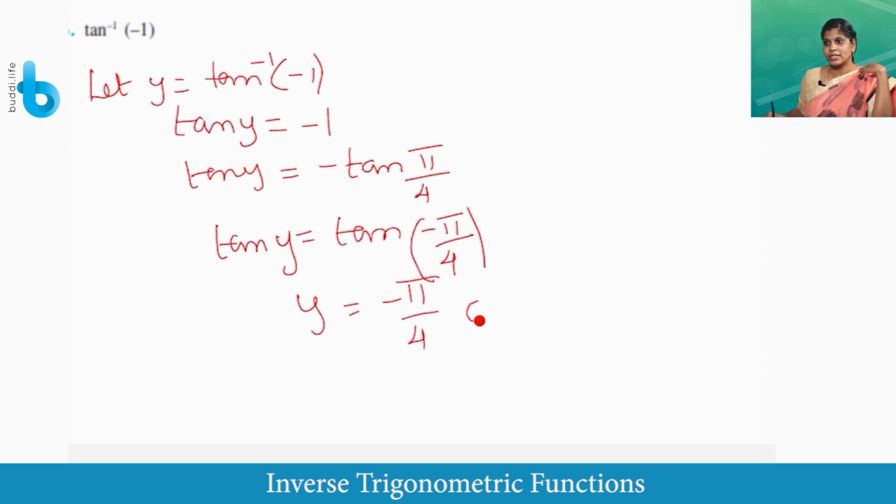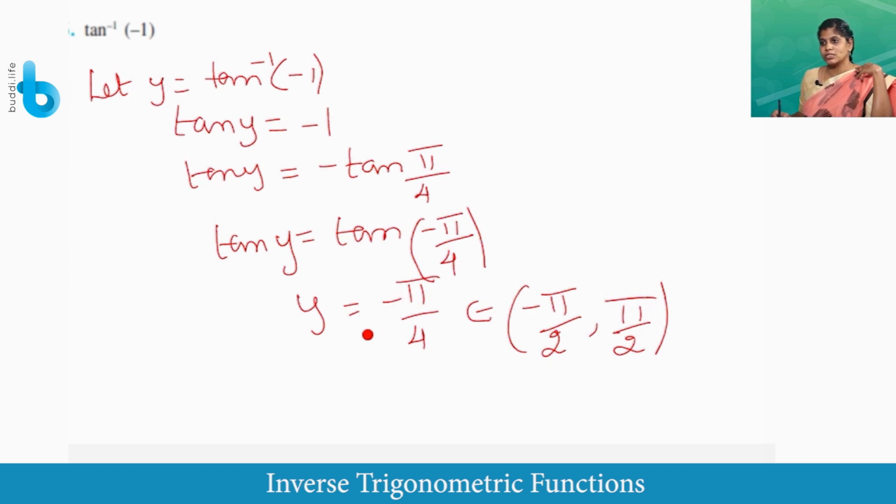Just check whether it lies under the principal value range. For tan inverse, it is minus pi by 2 to pi by 2. What is pi by 4? It is 45 degree. So the range is minus 90 degree to plus 90 degree. Obviously, minus 45 degree will fall under this range. Therefore, y equal to minus pi by 4 is the principal value. Okay. Next, we'll move on to the next question.